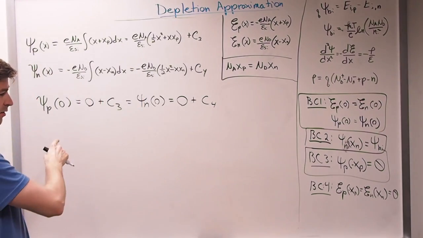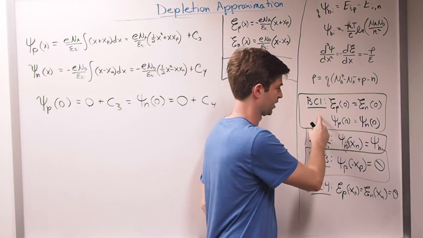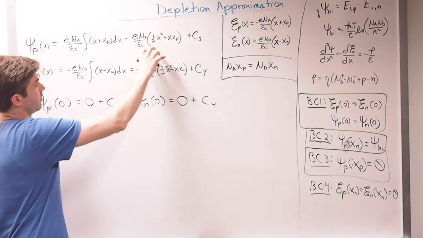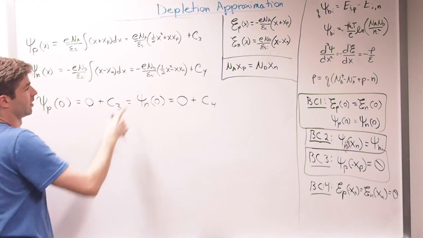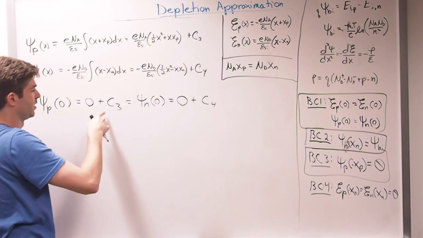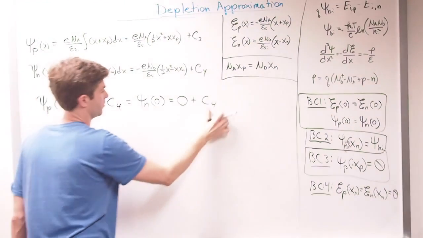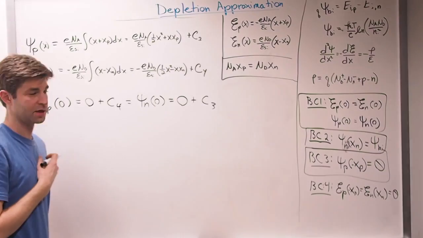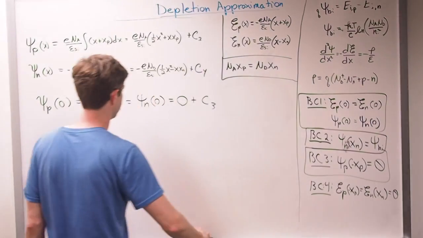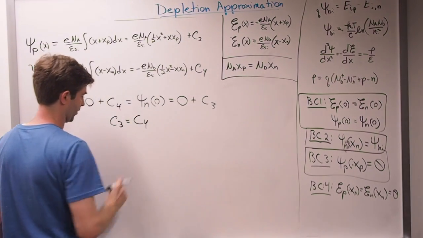See where I'm going on here? This is actually boundary condition 1, right? So if I plug in 0 for x here and x here, the term I get is the C3, right? And the same here, if I plug in 0 for x for my psi n, all I get is C4. I'm sorry, this should be C4, and this should be C3. Okay, so that's from boundary condition 1. So what does that tell us? That tells us that basically, C3 is equal to C4.